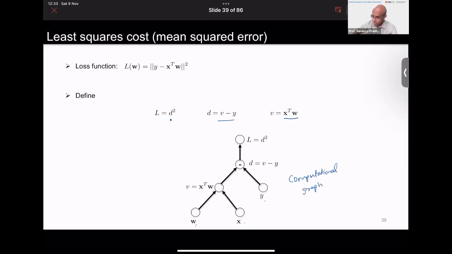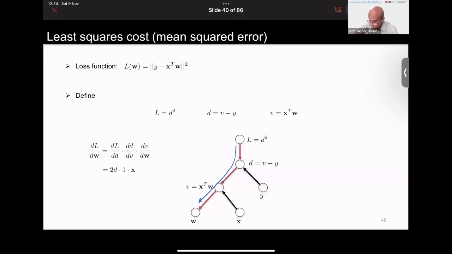Okay. So now to compute the gradient with the chain rule, I need to compute the derivative of this loss function with respect to W. Chain rule tells me I can do it as follows: differentiation of L with respect to D, D with respect to V, V with respect to W. Now I can form this computational graph and traverse through this trajectory. That leads all the way to W by simply doing this computation.